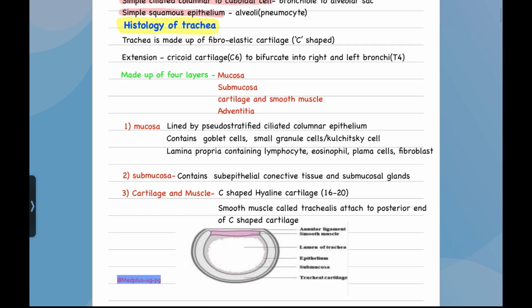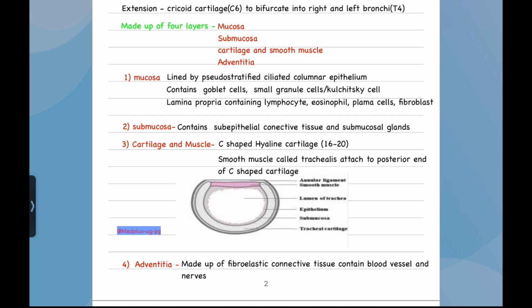Now we will start with the histology of the trachea. Trachea is made up of fibroelastic cartilage, which is C-shaped. Fibroelastic cartilage is nothing but hyaline cartilage. Why is hyaline cartilage required? Because when expiration is done, the trachea may collapse, which is dangerous. So we have fibroelastic cartilage, which prevents collapse of the trachea, so the airway passage remains patent. Now trachea extends from the cricoid cartilage, which is at the C6 level, and bifurcates into right and left bronchi at the T4 level.